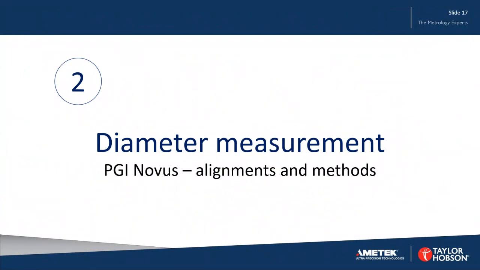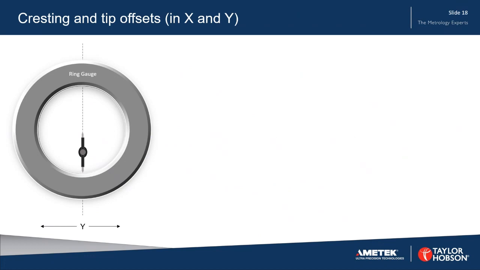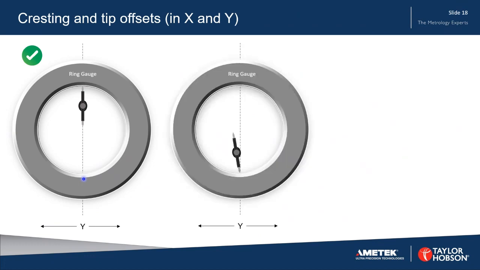Let's have a look now at alignments and methods of measurement of diameter. One of the things that's critical for the measurements is making sure that, for example, on this ring gauge here, we measure right at the crest here, and that when we measure in the reverse bias mode, we also are on the crest. And in this case, in this diagram, we're fine. We've measured exactly on the crest. The smaller the ring gauge, the more critical it is to measure on the crest. Or the smaller the part, I should say, not just ring gauges.